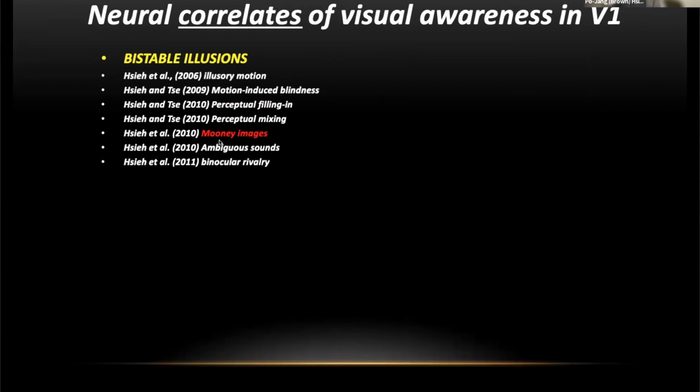In this example, we use something called Mooney images. So in this case, we first show people these images called Mooney images. This was created by a person called Mooney, that's why it's called Mooney images. And you can see that most people, when they see this picture, cannot understand what it is in the very beginning. And here's another example. When they first see this picture, they don't understand what it is.